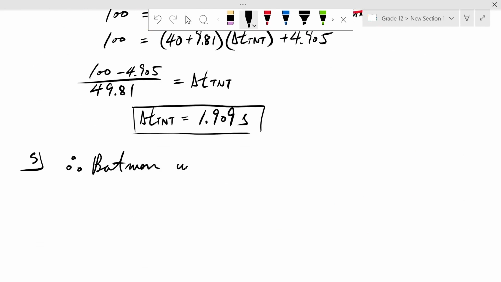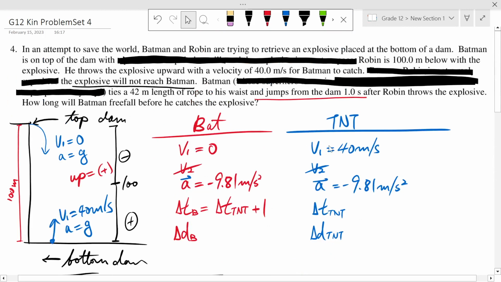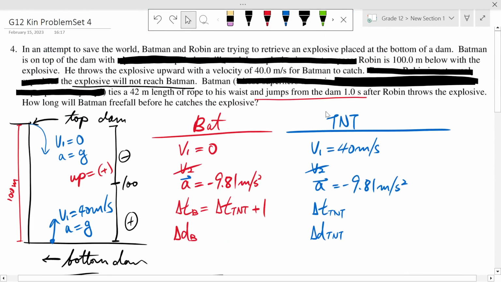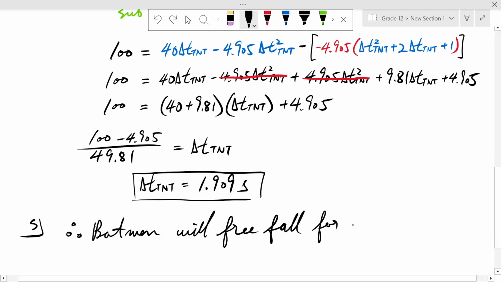Batman will free fall for how many sig figs? I have 4 over here, 3 over here, 2 over here. By the way, 42 is very unnecessary, and there's 1.0 over here. If you're confused, this number is not used at all, so it doesn't contribute to significant figures. But 1.0 is used, so your lowest term for significant digits is 2. That will bring you to 1.9 seconds.